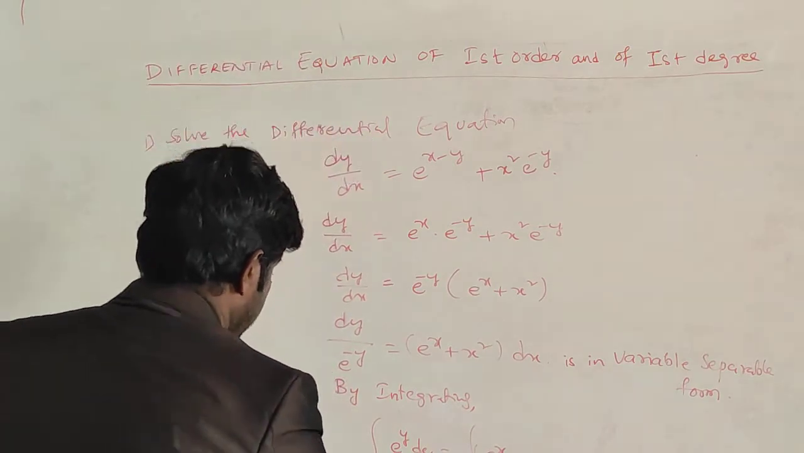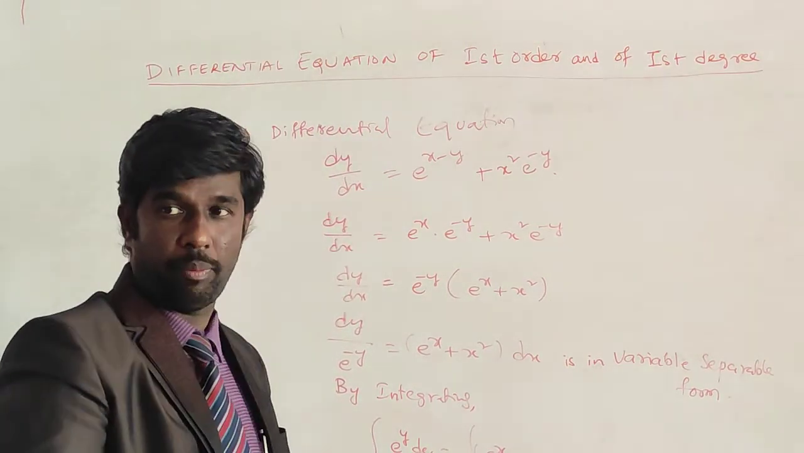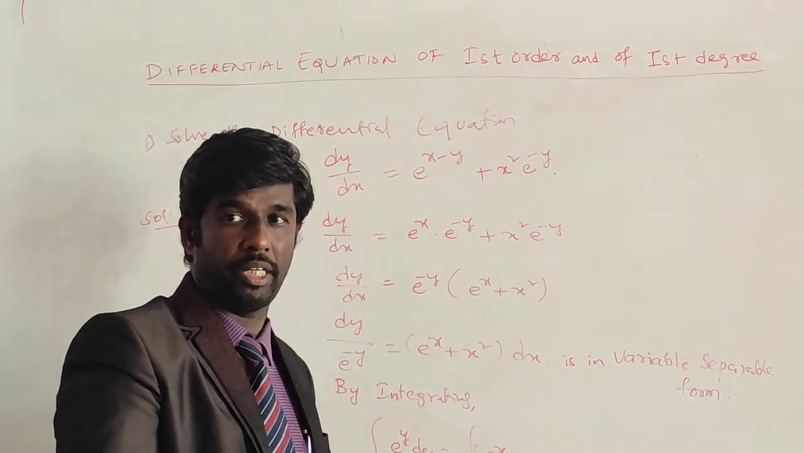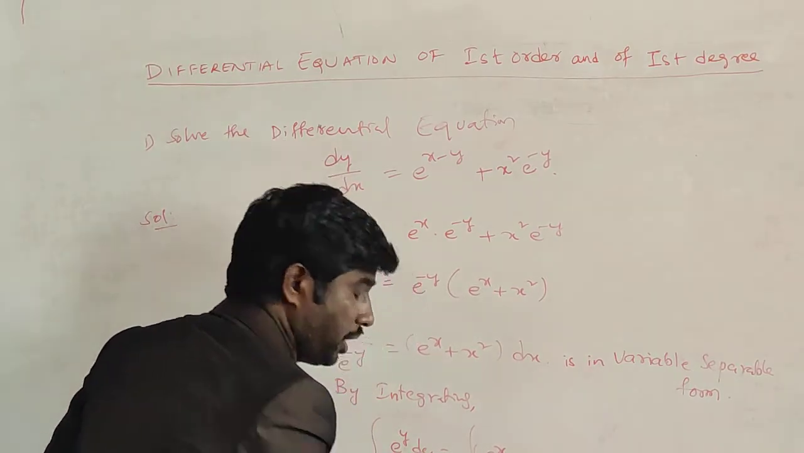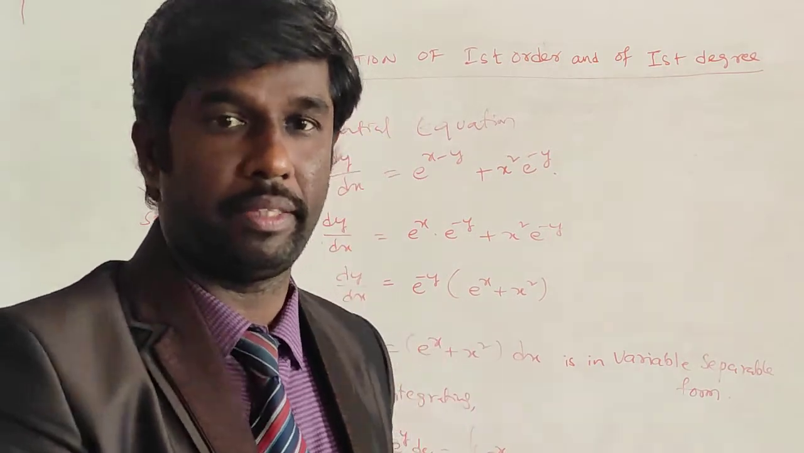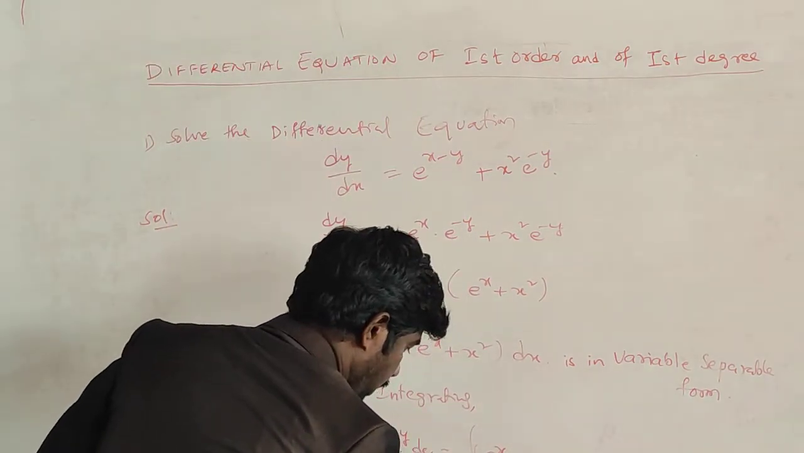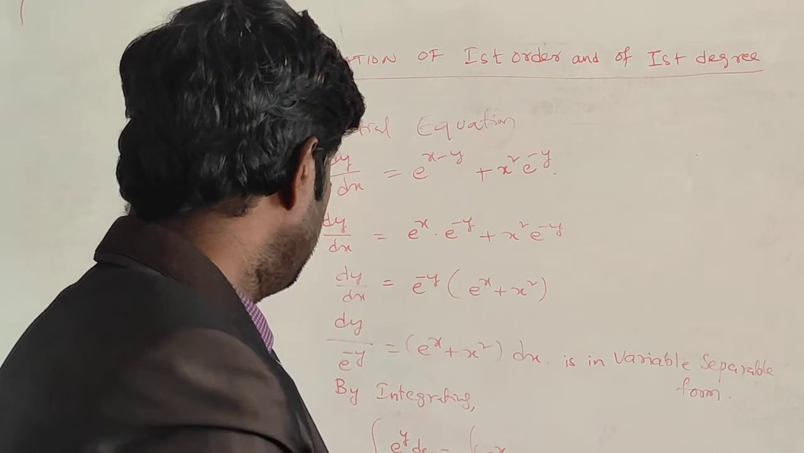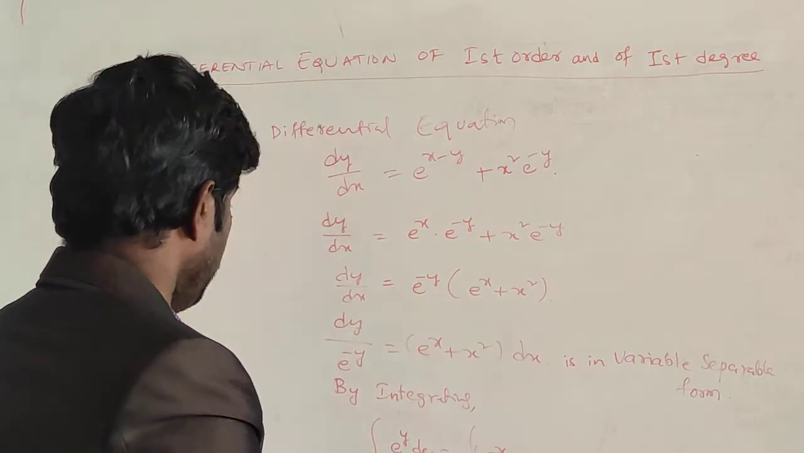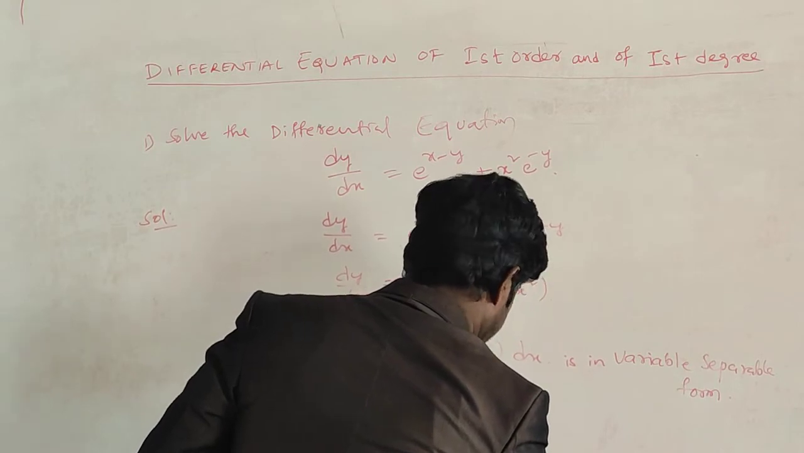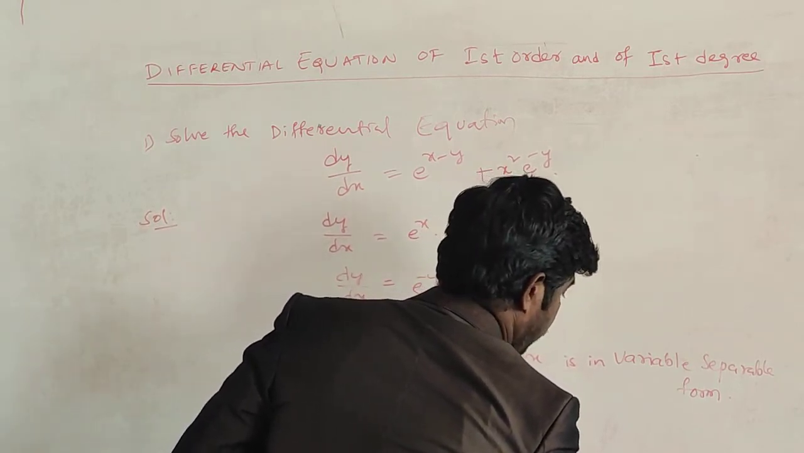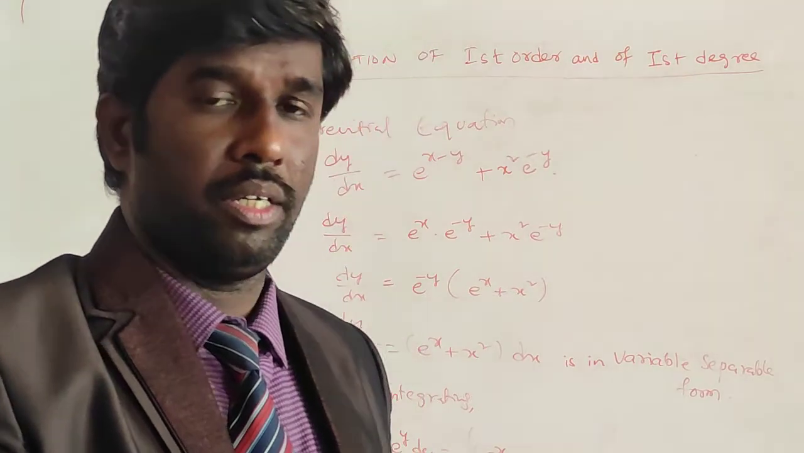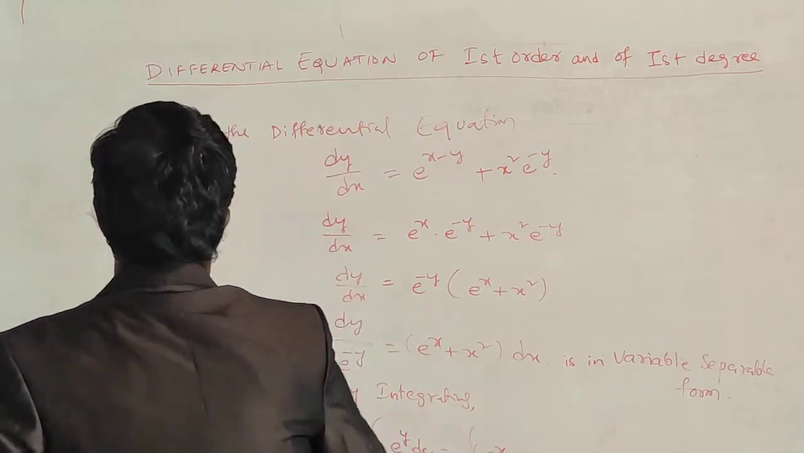So now that implies integration of e power y is e power y equal to integration of e power x plus x square. We have two terms here, e power x, that is e power x, plus integration of x square, that is x cube by 3, plus I write the integral constant. So this is the general solution. We can observe here that e power y minus e power x minus x cube by 3 equal to c, which is the required general solution. So this is the problem we solved using variable separable form.